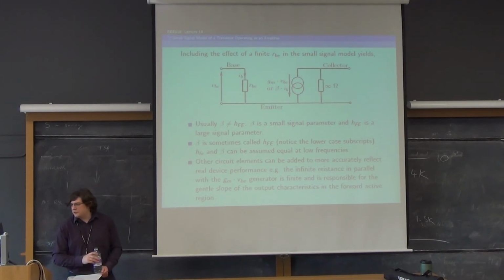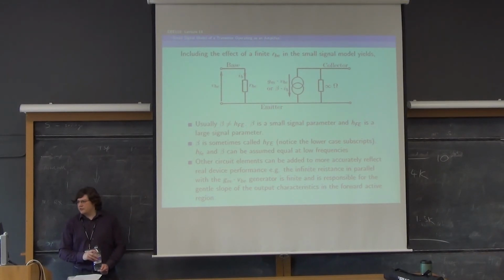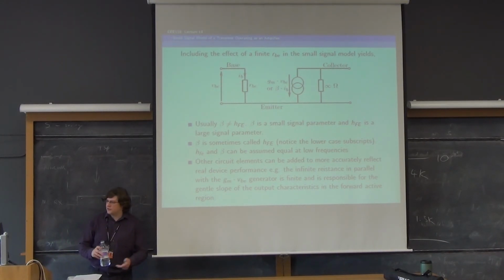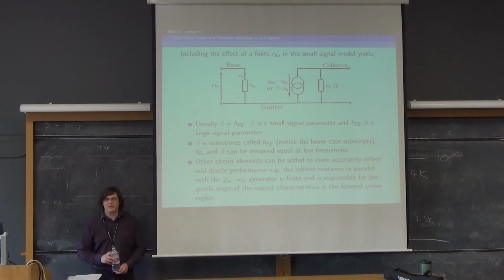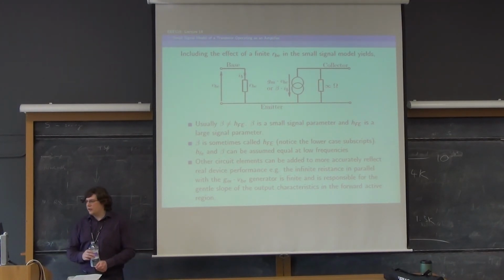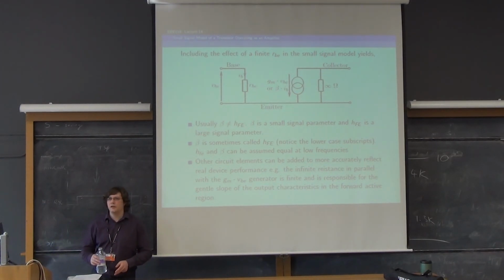Generally speaking, beta is not equal to HFE. Beta is a small signal parameter and HFE is a large signal parameter. If I ask that on an exam and you write that out, you'll get a mark, but that doesn't mean you understand what's actually being said there. Beta is a parameter which can vary with frequency. HFE is only true of DC.